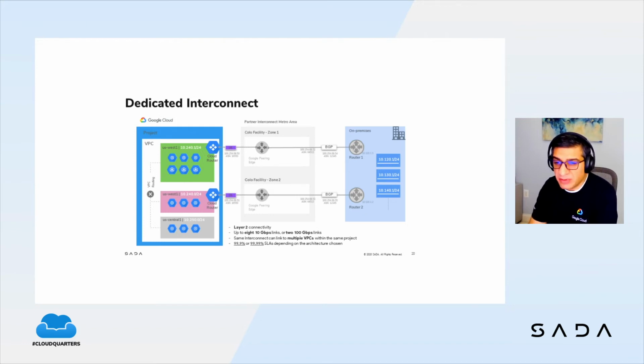By working directly with Google, they can get 10 gig or 100 gig connections. And then once they provision these connections, they create what we call VLAN attachments. These VLAN attachments are a BGP session that's terminated on one side on their router and on the other side on the cloud router within their VPC.